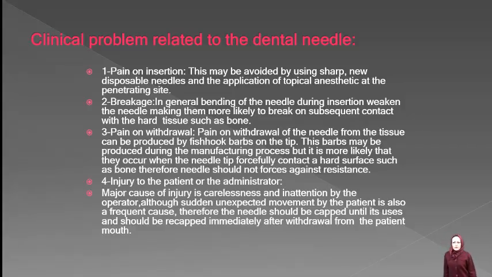3. Pain on withdrawal. Pain on withdrawal of the needle from the tissue can be produced by fishhook barbs on the tip. These barbs may be produced during the manufacturing process, but it is more likely that they occur when the needle tip forcibly contacts hard tissues such as bone. Therefore, the needle should not be forced against resistance.